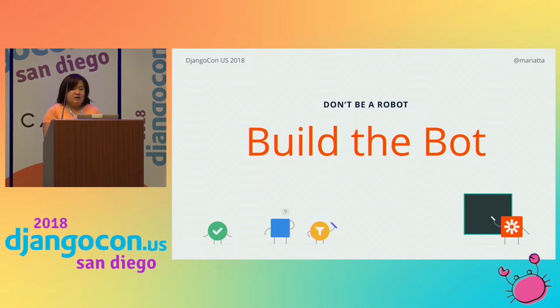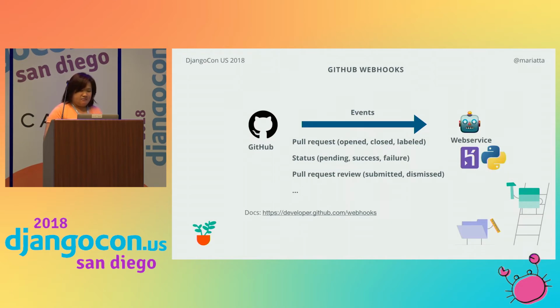Problem is, I didn't actually know how to build a bot at that time. I was waiting for another core developer to build the bot, but time passed, and we need it. So I thought maybe it's a good opportunity for me to learn how to build a bot. So I started learning. I started reading the GitHub developer guide. And I learned about webhooks.